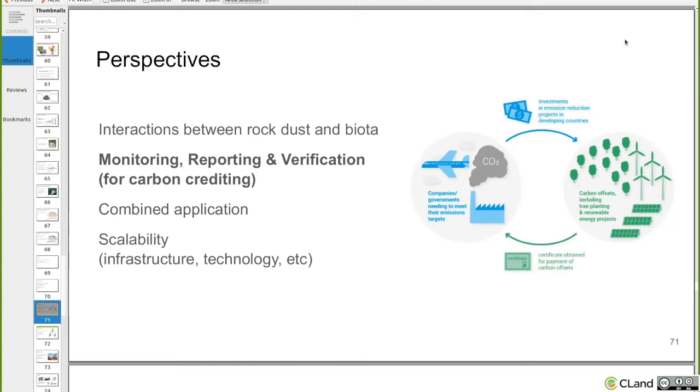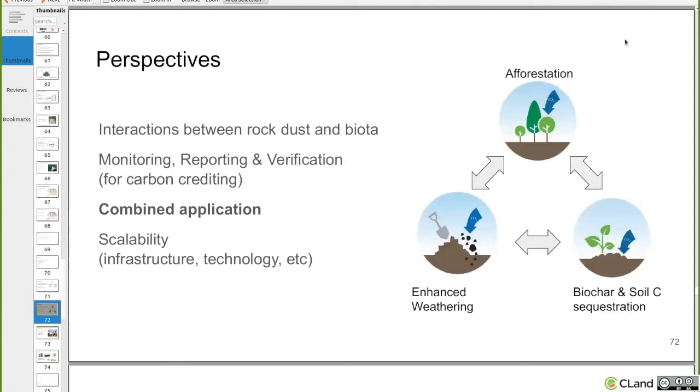And we think that there's an option for the modeling tools we developed to assist in that. Then the idea is also to apply it in combination with other carbon dioxide removal measures like afforestation or biochar, because there are positive synergies between them. So you can even have more than the sum of them by applying them in combination.